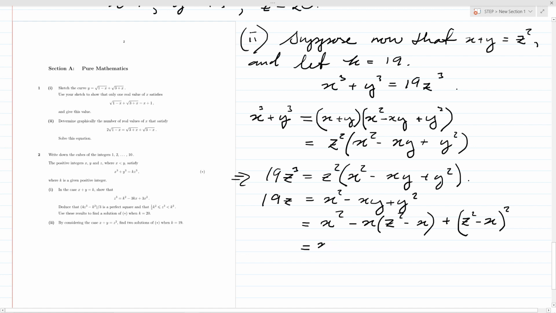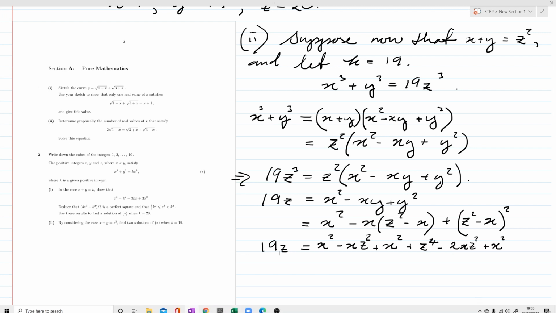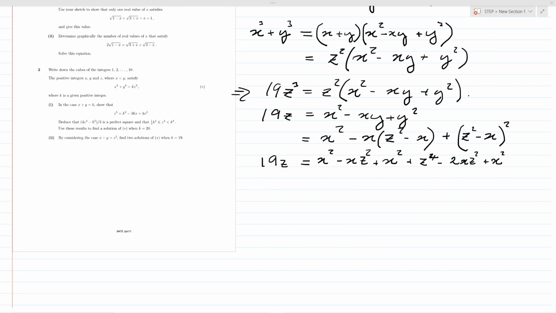So let's do it. So x squared subtract xz squared. But then we've got to add x squared. And then we've got z to the 4. Oops, that's a 4. And then we've got to subtract 2xz squared. And then we add x squared. And now we see if we can cancel anything out. So what have we got? Well, this is all as 19z. And then we can see if we can cancel anything. So we'll collect the terms and then we'll see what we can cancel.